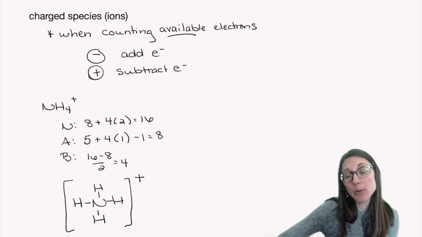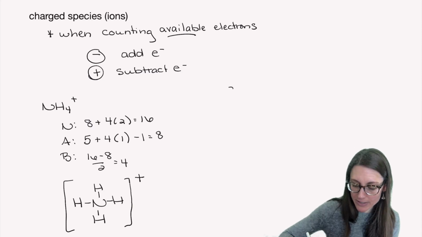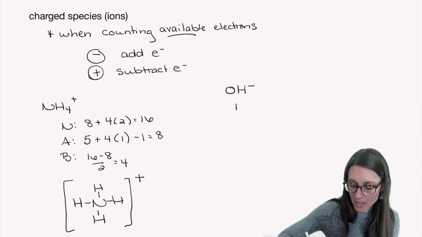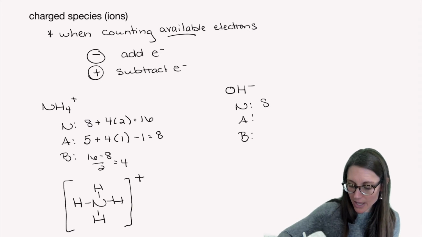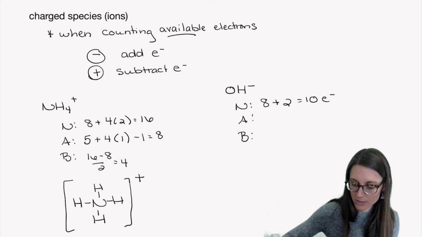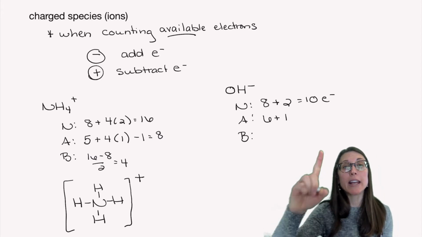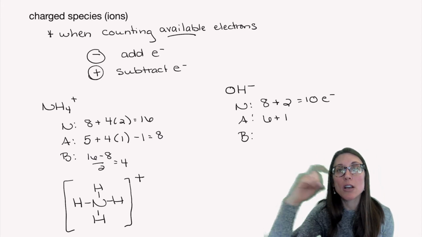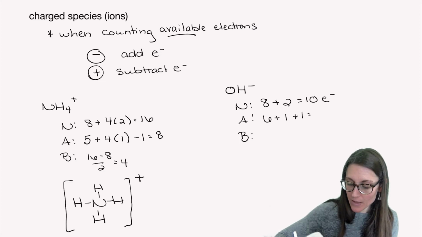Let's do one example with a negative charge. So let's take the polyatomic ion hydroxide. Here again, NABbing it. Needed: 8 for the oxygen, 2 for the hydrogen, that would be 10 electrons. Available: oxygen has 6, hydrogen has 1, and it has a minus 1 charge. So I am going to add an extra electron. That makes 8 electrons going on there.